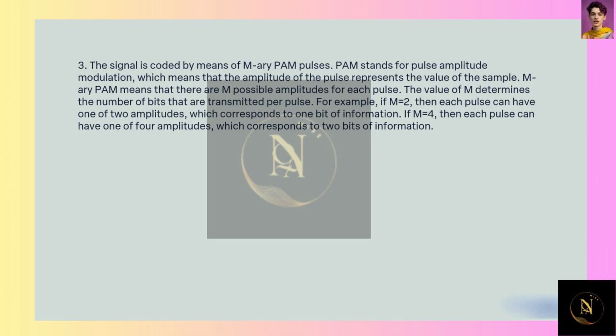For example, if M equals 2, then each pulse can have one of two amplitudes, which corresponds to 1 bit of information. If M equals 4, then each pulse can have one of 4 amplitudes, which corresponds to 2 bits of information.